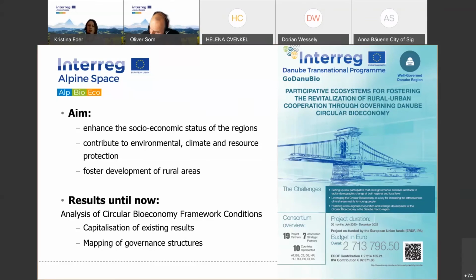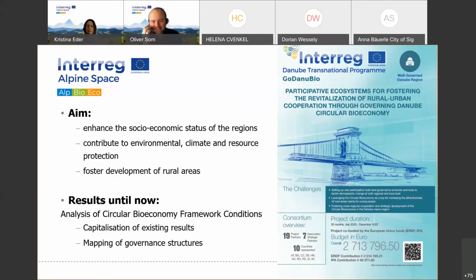What we are also contributing to is the improvement of institutional capacities, and we would like to strengthen rural-urban cooperation. To reach these aims, we are using bioeconomy as a tool on the one hand, and also participative multi-level governance concepts, so as to include all stages of people, not only the decision makers, but also people in the rural areas.